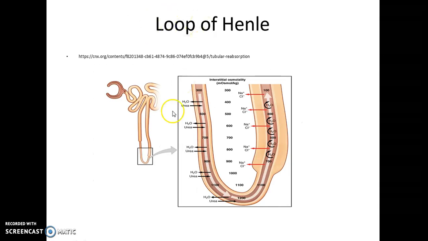And here's the loop of Henle. This is the descending limb, where water is coming out, and then the ascending limb, where salt is coming out. And that helps maintain the osmotic environment, and the salt and the water are absorbed by the vasa recta, which is your blood.